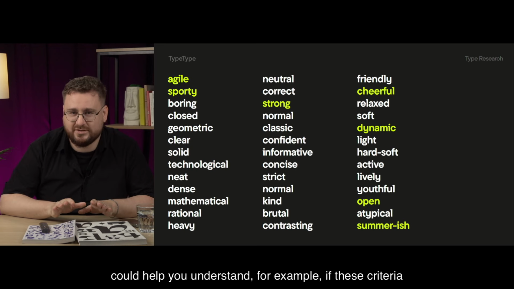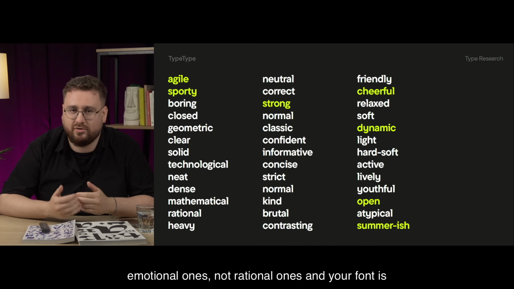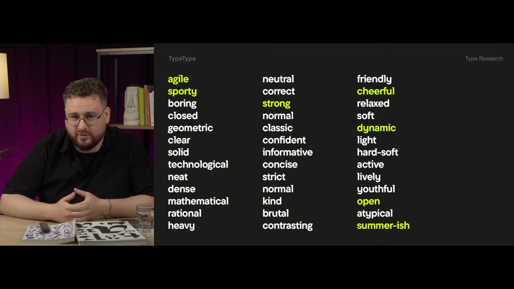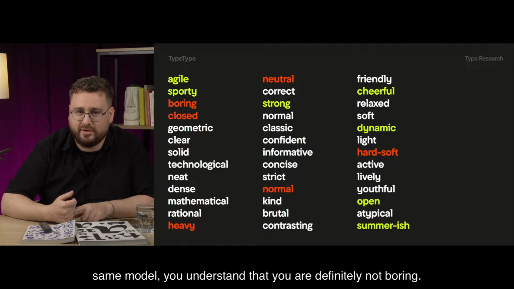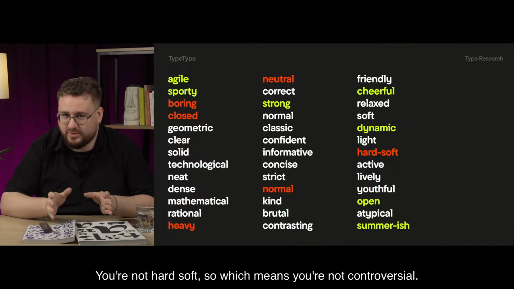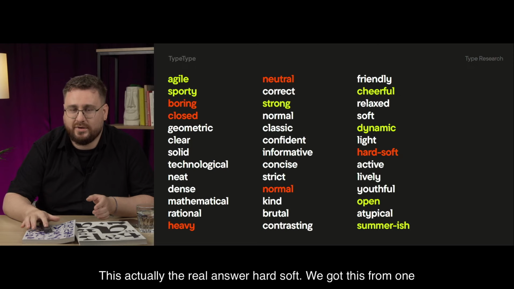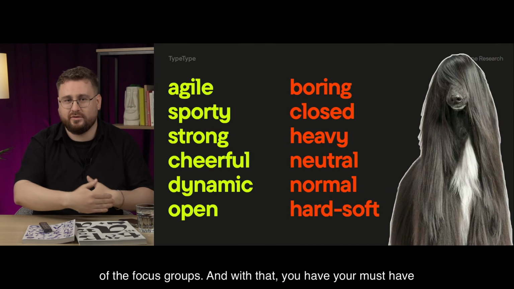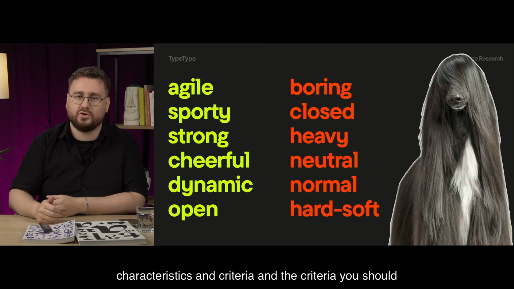For example, if these criteria are emotional ones and not rational ones, and your font is very classic, strict and rational, this is when you have a conflict in your communication. And then with the same model, you understand that you are definitely not boring. You're not closed, you're not heavy, you're not neutral, you're not hard-soft, so which means you're not controversial. This is actually the real answer, hard-soft. We got this from one of the focus groups. And with that, you have your must-have characteristics and criteria, and the criteria you should avoid.